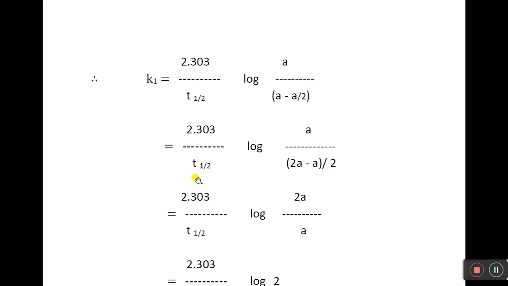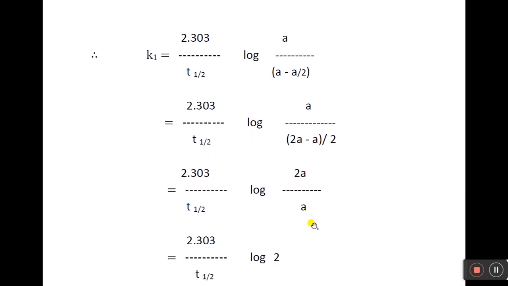Therefore, let us write the value. Replace t by t half. log of a upon a minus x, the value of this is a upon a minus a upon 2. Now let us simplify this denominator. It will be twice a minus a by 2, remaining term as it is. Twice a minus a will be a. The denominator of the denominator will go up to the numerator, so it will go up. 2a upon a will cancel out. What is the remaining term?